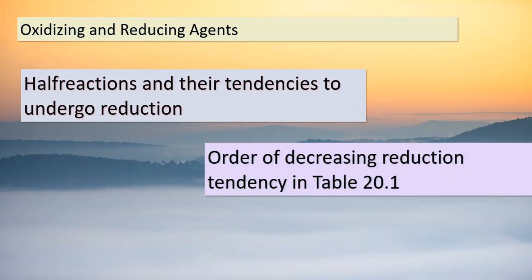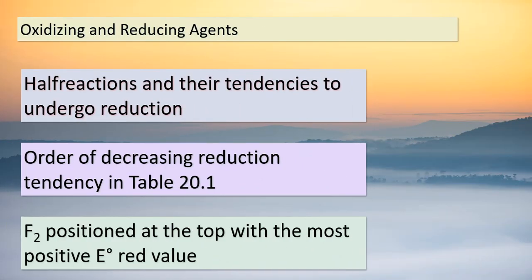Welcome back, students. Today, we're delving into the realm of oxidizing and reducing agents. These agents play a crucial role in chemical reactions by either gaining or losing electrons. Let's start by looking at half reactions and their tendencies to undergo reduction. In front of us, we have Table 20.1, which lists these half reactions in a specific order.